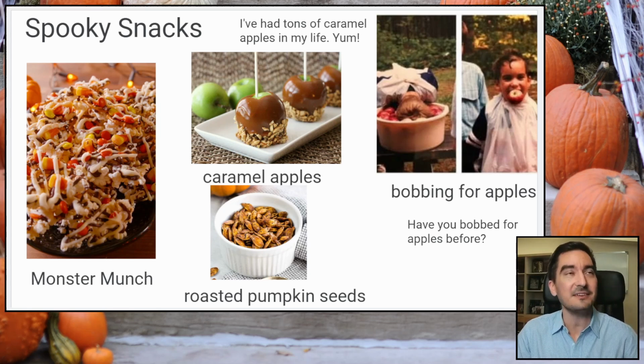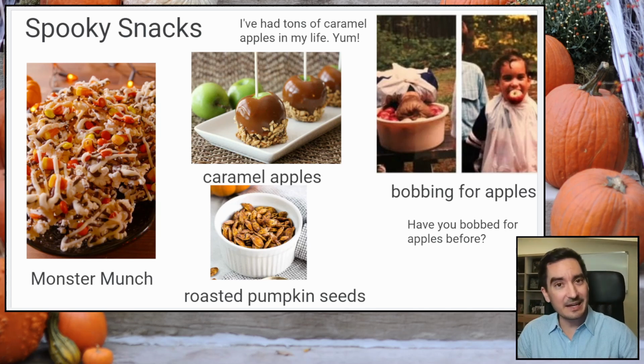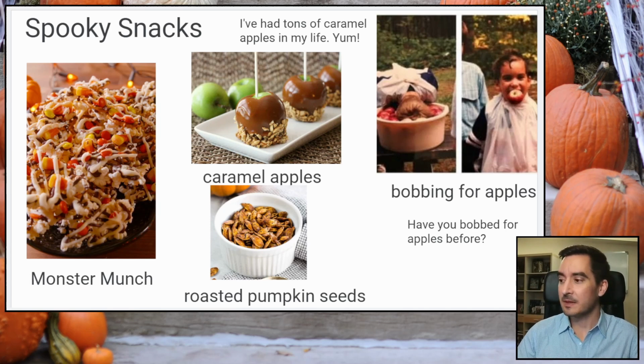I have had caramel apples before. Whew, English is kind of tricky sometimes. Okay? So the have part is to make it present perfect. The had is to be the actual verb. Got it? Another snack is roasted pumpkin seeds.